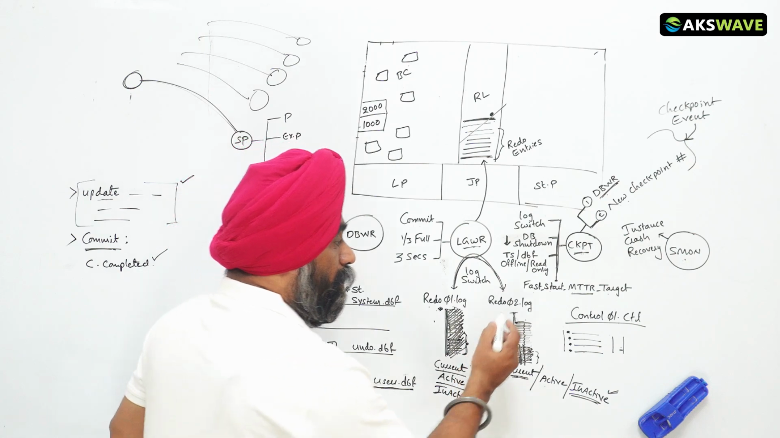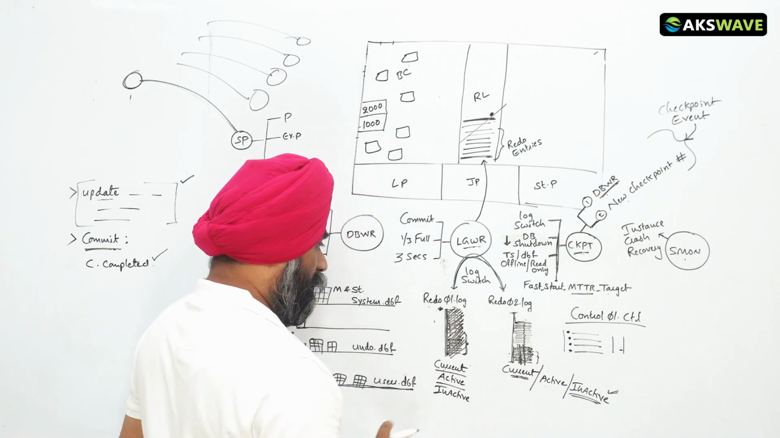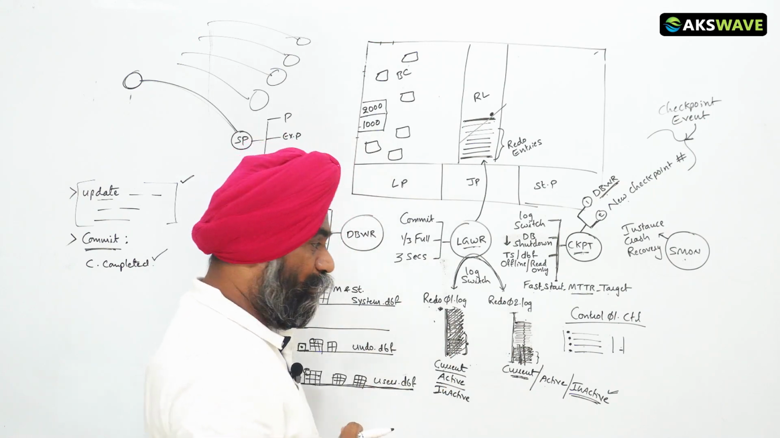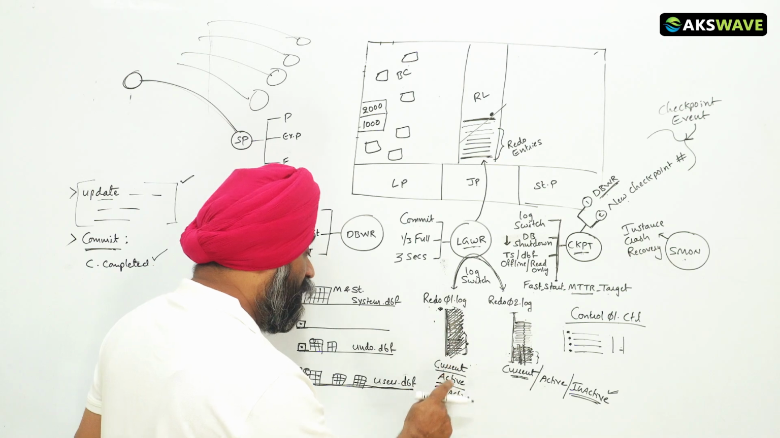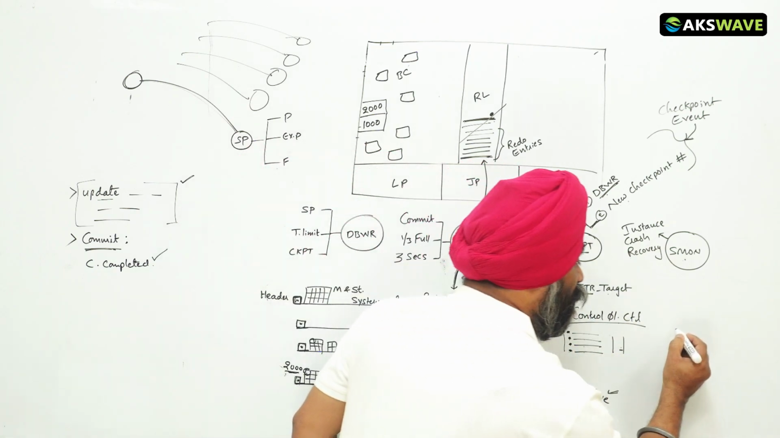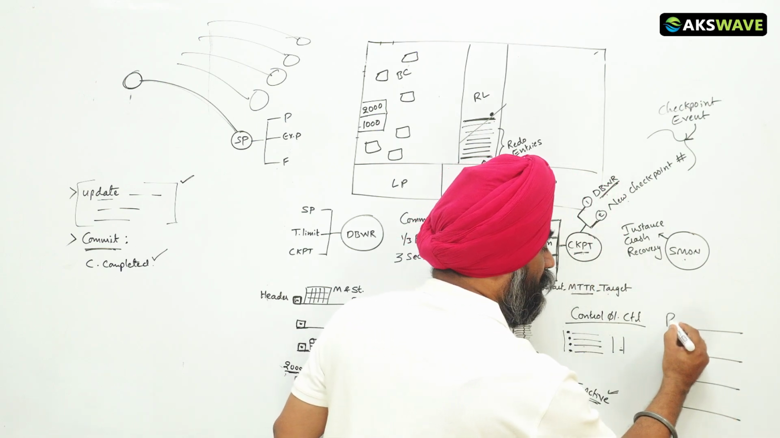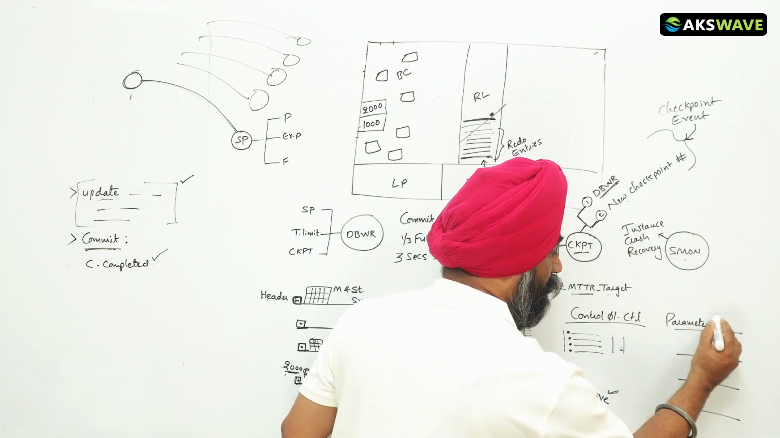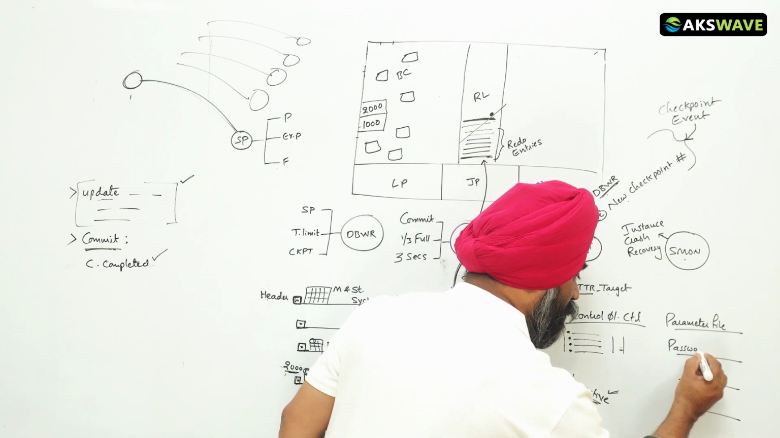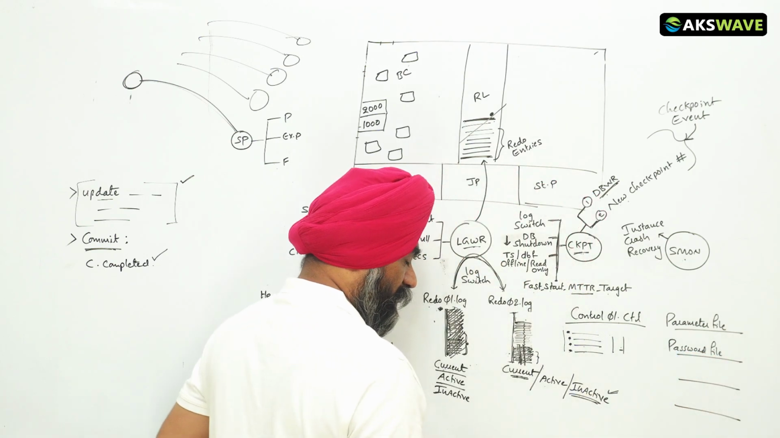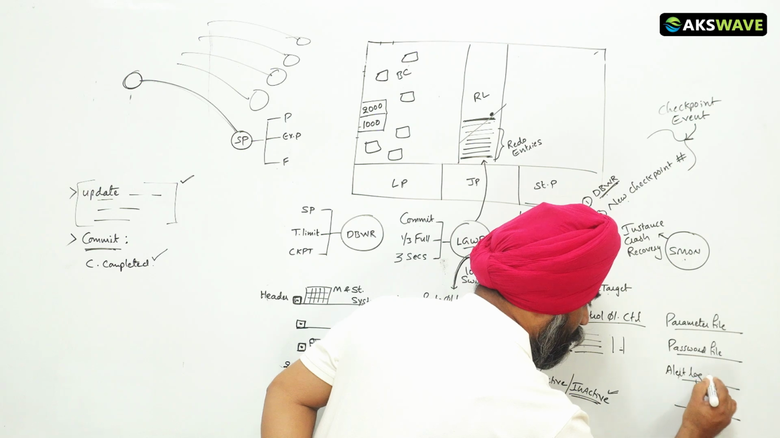Whenever I say any parameter, guys, I forgot to mention some more files for you. In the physical structure, I mentioned data files. Then I mentioned redo logs and control files. There are a few more files also in the physical structure. One is called a parameter file. The other one is a password file. And one more file is the alert log file.